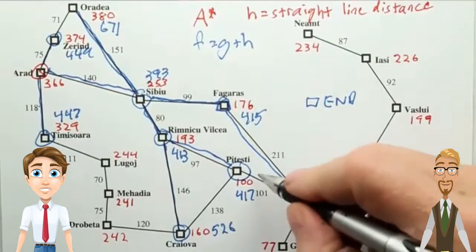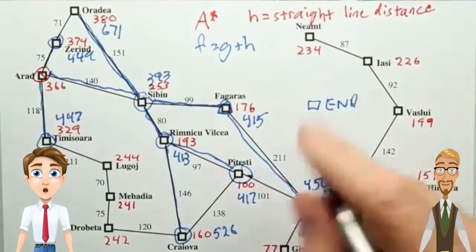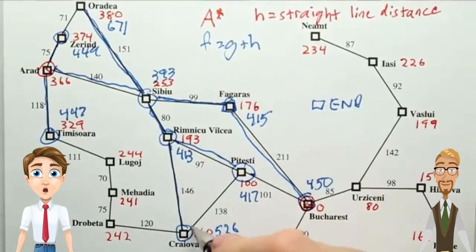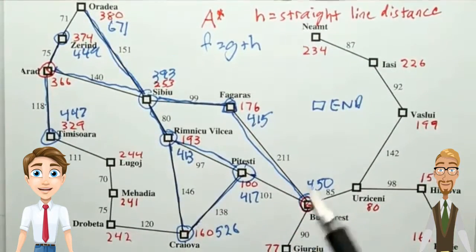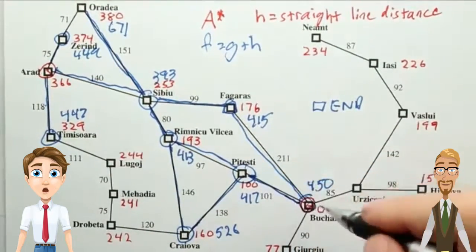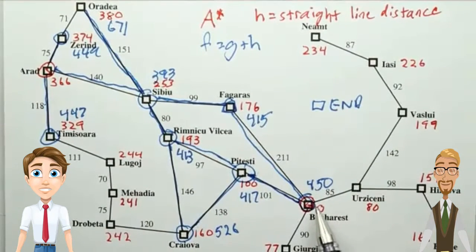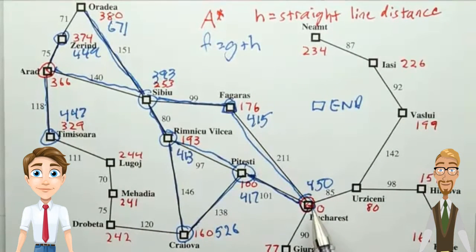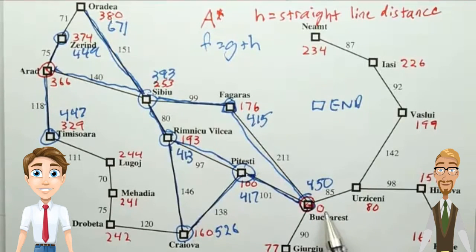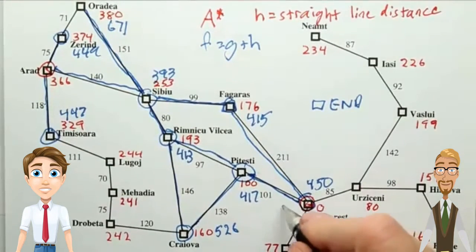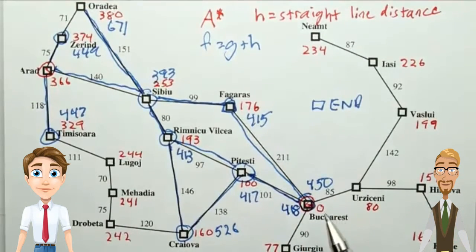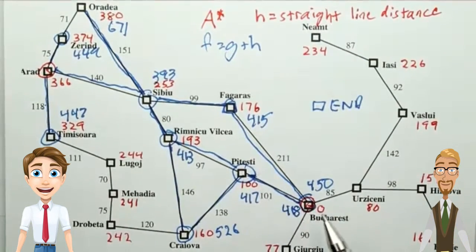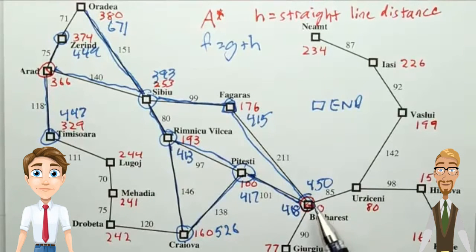So let's expand the node at Pitesti. We have to go down this direction, up, and then we reach a path we've seen before. And we go in this direction. And now we reach Bucharest, which is the goal. And the H value is going to be 0 because we're at the goal, and the G value works out to 418. Now again, we don't stop here just because we put a path onto the frontier.